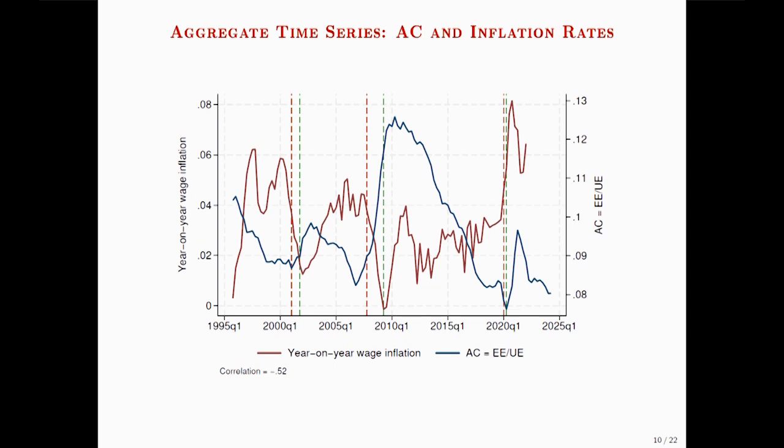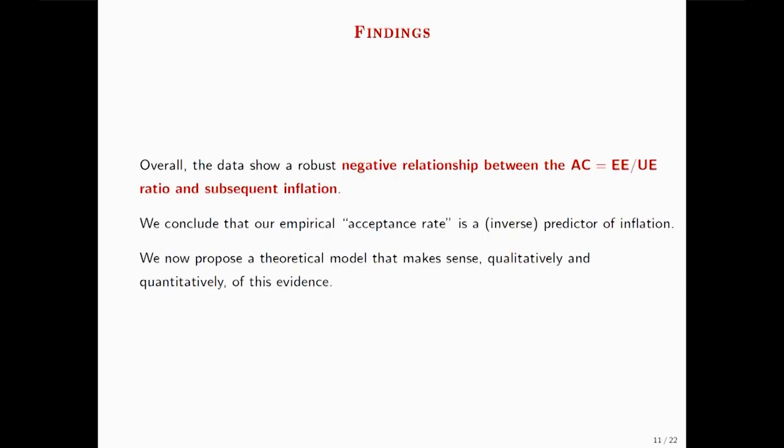And on this graph, I've also plotted year-on-year wage inflation, which is pro-cyclical, and it's apparent on this graph, and this is just eyeballing graphs. This is not very sophisticated econometrics, but it's very apparent on this graph that year-on-year wage inflation is strongly negatively correlated with the AC ratio. So we're going to argue, and we do slightly more sophisticated econometrics than that in other parts of the project to buttress that argument, that there's a robust negative relationship between the AC rate and subsequent inflation, and conclude that our empirical acceptance rate is an inverse predictor of inflation.